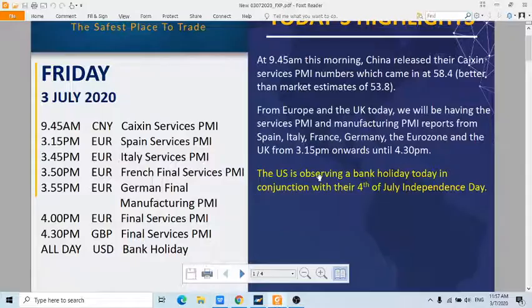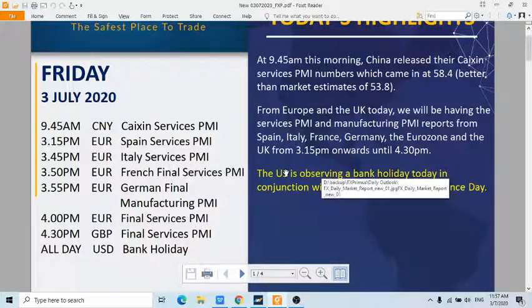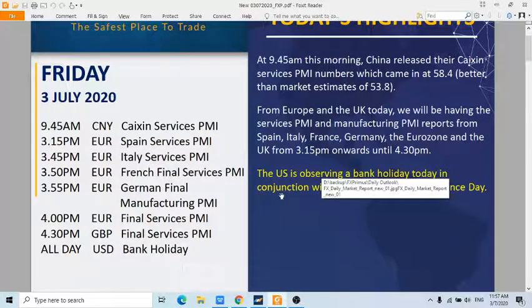So that will be the focus today for the European and UK trading markets, and we will pay attention to the euro dollar and the UK pound at about 2 to 4 p.m. Again, today the US is on holiday, so overall we will not be expecting too big a move.